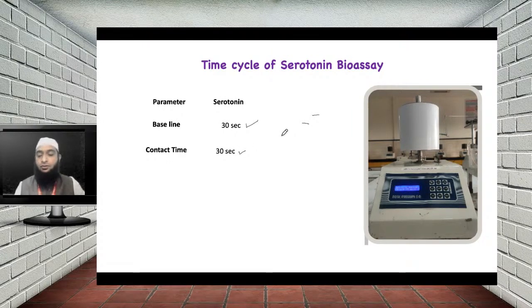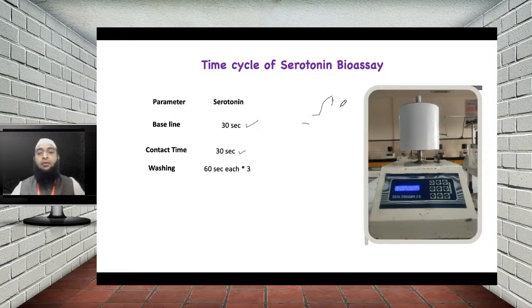So 30 seconds is the contact time, and once the 30 seconds is over, obviously you will get a response something like this. Then you can keep the load down, that is the extra load you are keeping here. The moment you keep the load down, this is also going to come down. You give a total of 3 washings so that the drug can wash out from the receptor binding site. Each washing is 60 seconds. Since you are giving 3 washings, there will be a total of 180 seconds, that is 3 minutes.